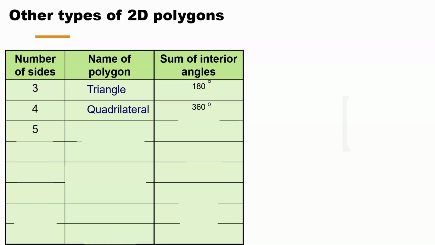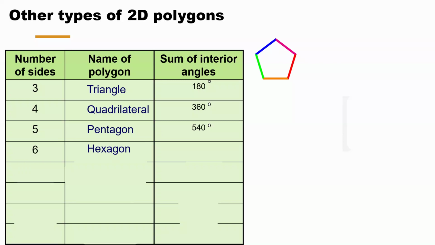Then five-sided shapes, which is the pentagon. The sum of interior angles is 540. It looks like this. Six-sided shape, the name of it is hexagon, 720 degrees in total, the sum of interior angles. It looks like that.